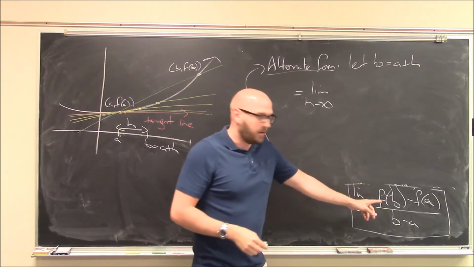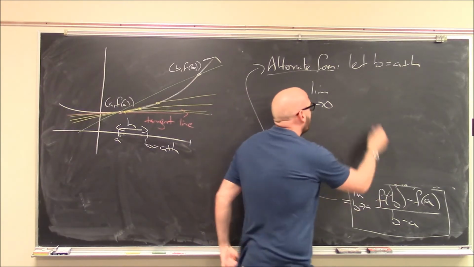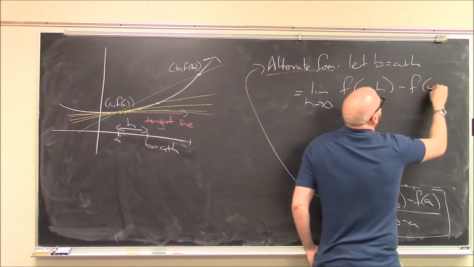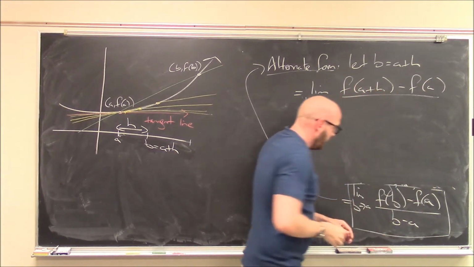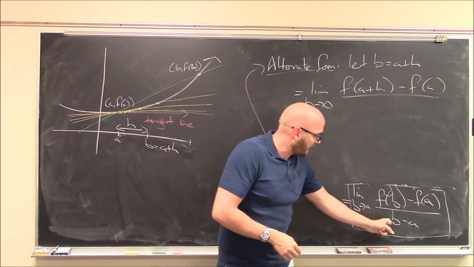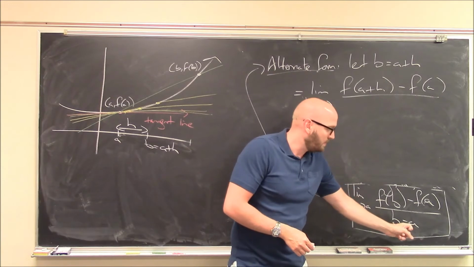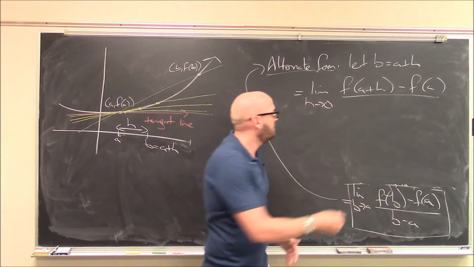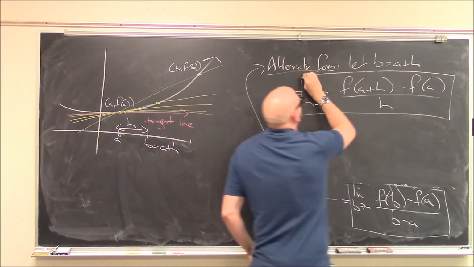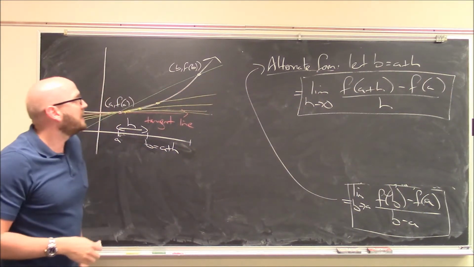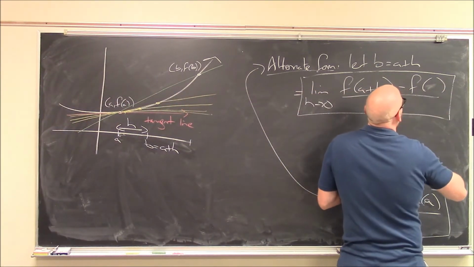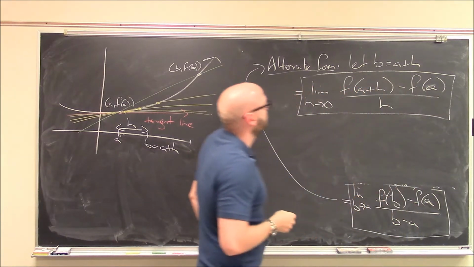And now we're just going to plug in all the rest of this stuff. So if b is a plus h, what do I have up top? I've got f of a plus h minus f of a, over, down here, b is a plus h, so I've got a plus h minus a. What's a plus h minus a? Just h. And for algebraic reasons, when you're working with instantaneous rates of change, this is a much nicer formula to use. So I'd recommend committing this one to memory and using this one forevermore.